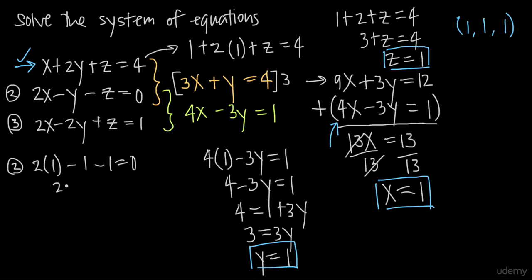When we simplify, we'll get 2 minus 1 equals 0. 2 minus 1 is 1. 1 minus 1 is 0, so we get 0 equals 0, and that one checks out. So we know that this also works with the solution that we found.